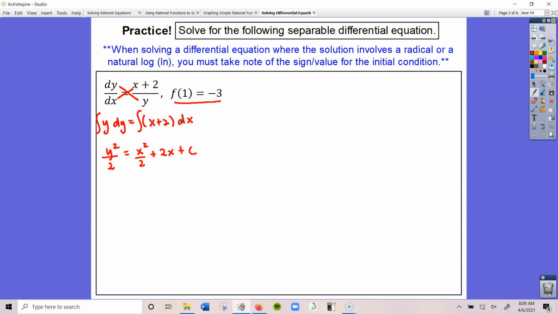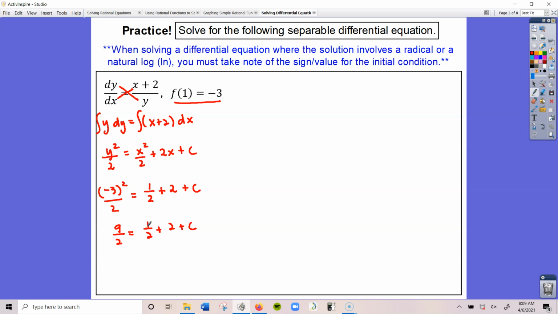So we plug in x is equal to 1 and y is equal to -3. So -3 squared over 2 is equal to 1 squared, which is just 1, over 2, plus 2 times 1, which is 2, plus c. Now this is 9 over 2 is equal to 1/2 plus 2 plus c.